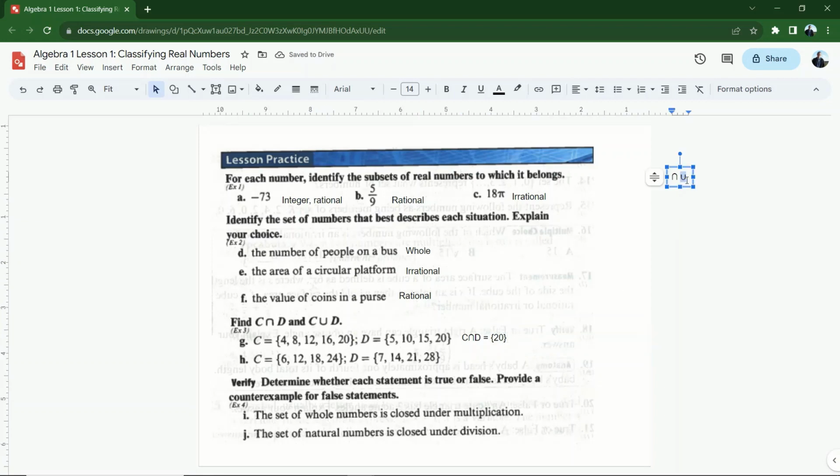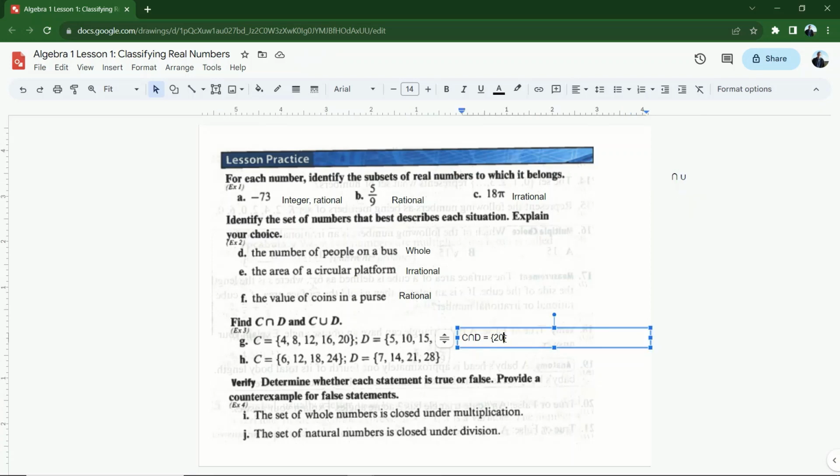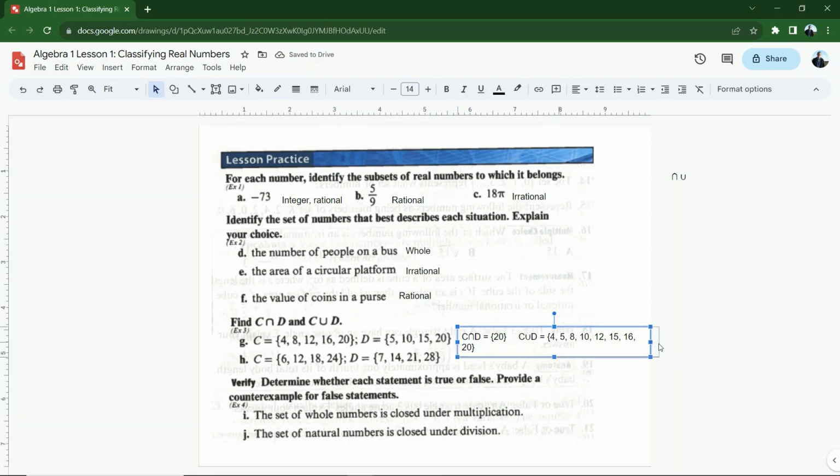And then I'm going to grab my union symbol here, and we'll go ahead and do C union D right away. So I'm going to do some spaces, C union D. The set C union D is, in set notation, I need my squiggly brace, going to include all of them. 4, 5, 8, 10, 12, 15, 16, and then notice 20 is in both sets. I actually only have to list it one time. So it's going to be 16 and then 20 and squiggly brace. Let me just make sure it all fits on one line there. And there we go. So that is C union D and C intersect D.